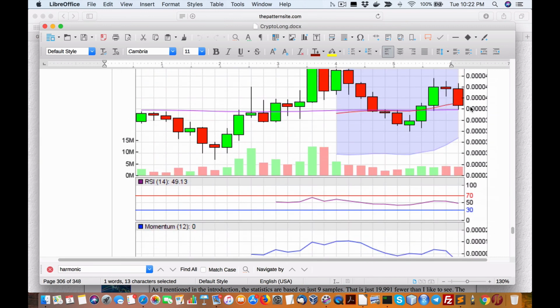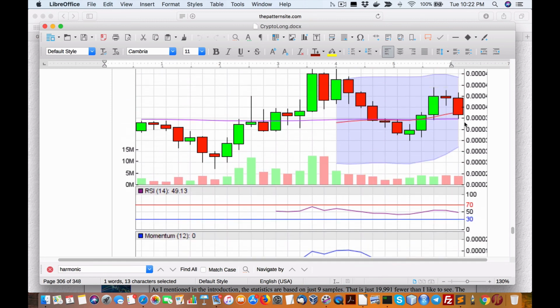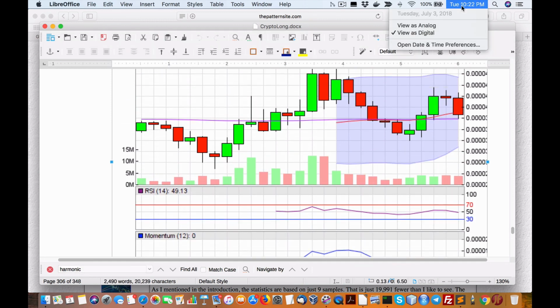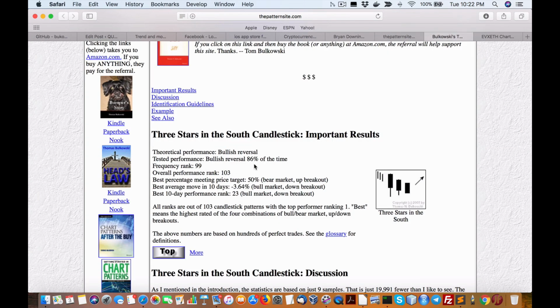I don't know. So if we get maybe another candlestick tomorrow on the 2nd, or sorry, the 3rd, I guess. Was it today yet? Sorry, tomorrow, July 4th. If we get one more down, it might mean it may shoot back up. Yeah, that was 86% of the time.